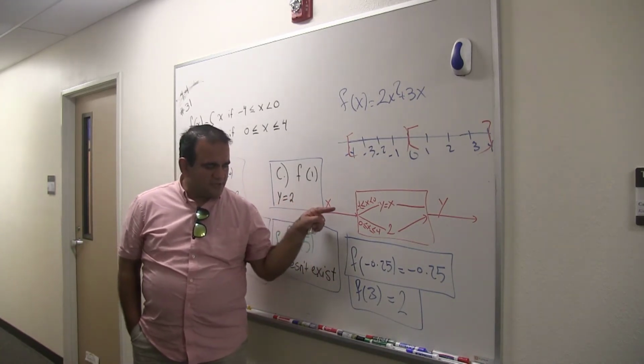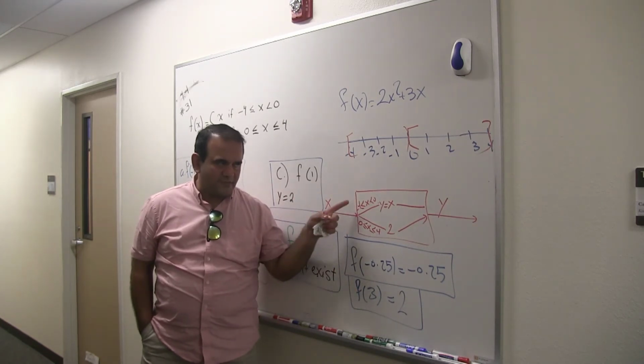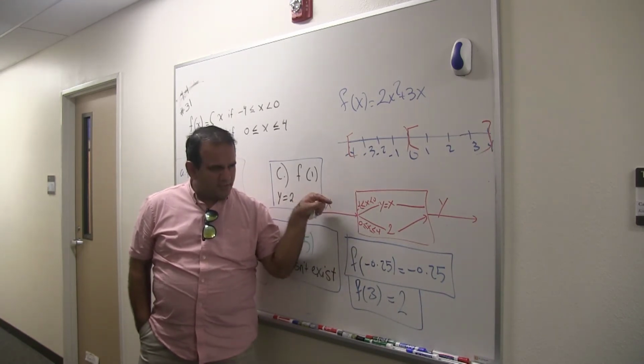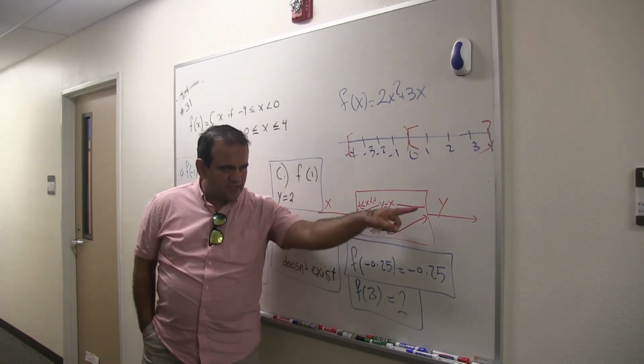f of 3. The 3 comes to this machine. So it checks: is 3 between -4 and 0? 3 is a positive number, so it's not between -4 and 0. We take the other path. Is it between 0 and 4? Yes. So what do we get as output? We get 2 as output.